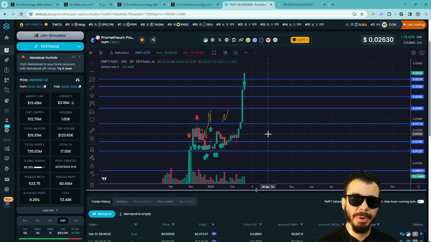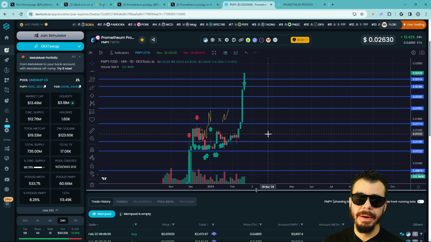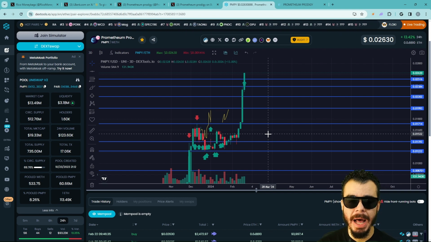But this is one just to bring everybody up to date, to let them know there's a $10,000 prize on the table from LBank. There's more developments, there's burns constantly happening, and there's a vertical chart right in front of us. So this is a great project to really keep an eye on.